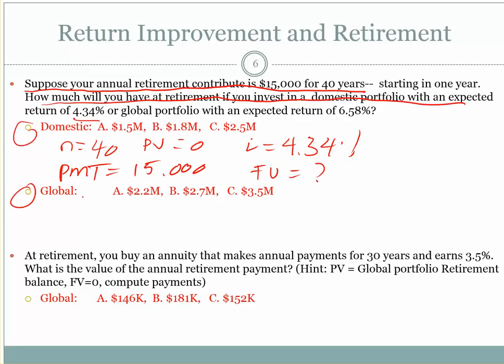Second problem, you just have to replace the I for the global portfolio of 6.58 and then recompute the future value. And then I'll show you how much better you'll be by investing in the global portfolio.